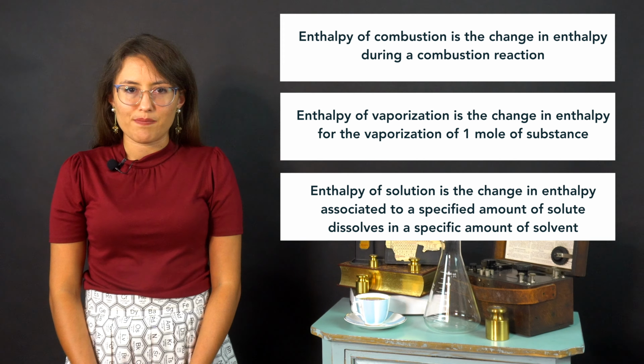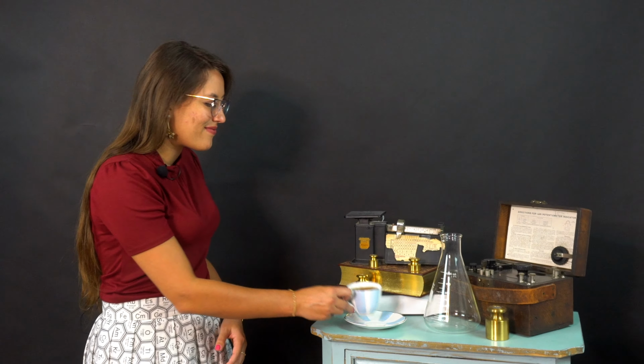In today's discussion, we discussed how we can use Hess's law to determine the enthalpy change of a reaction using individual steps. We also looked at how we can determine the enthalpy of a reaction based on the enthalpy of formation of the individual components.